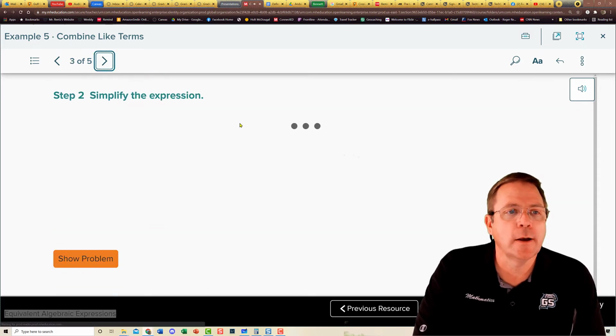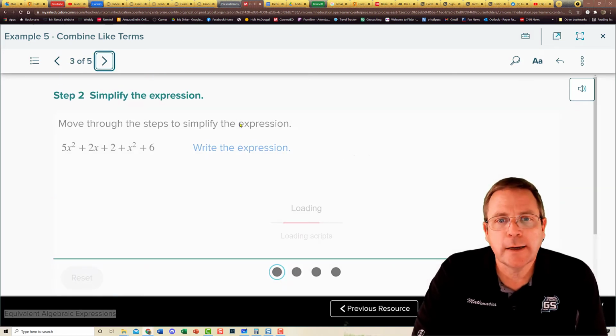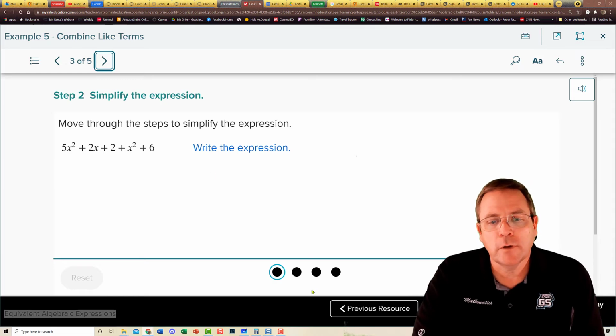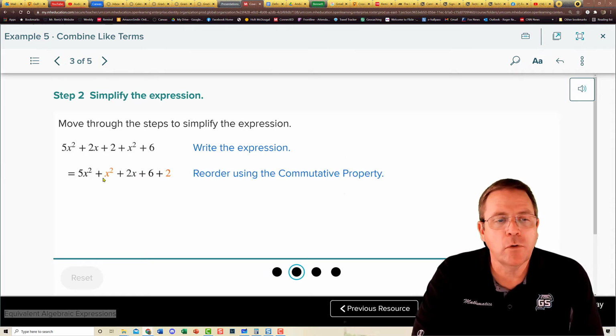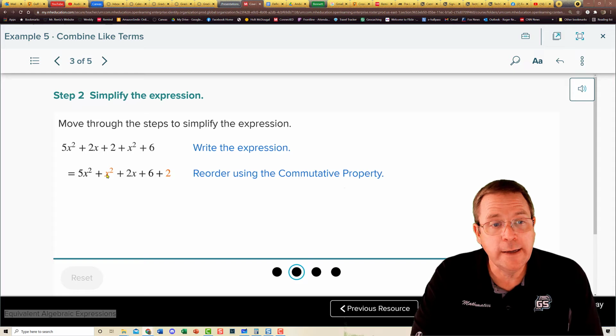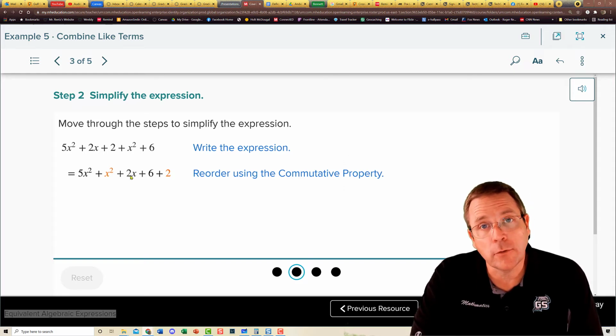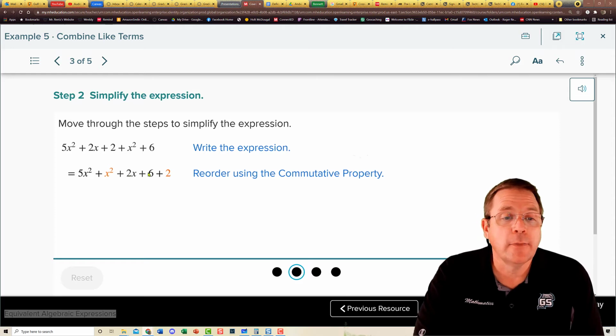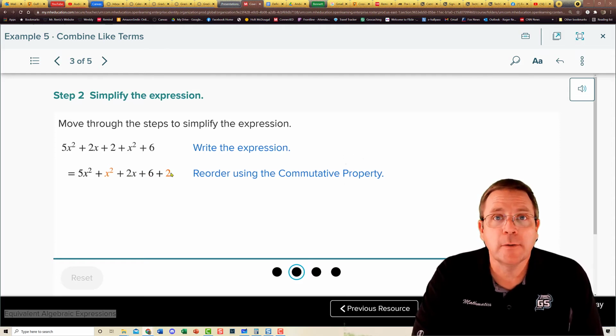Let's keep going now. We're going to simplify that expression, and the first thing we're going to do is use your commutative property of addition to reorder them so that the like terms are together. You've got your 5x squared plus your 1x squared right here. 2x, he's a lonely little critter, he doesn't have any friends. And then your 6 plus 2, that's going to be your constants, which are also like terms.